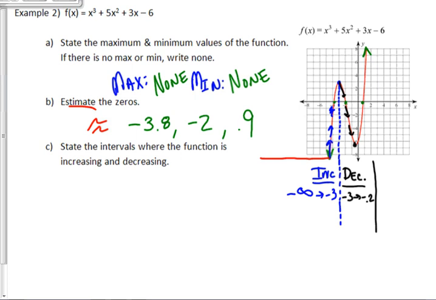From negative 0.2, which was right there, it's going to rebound back on the increase, and it goes on forever and ever in that direction. So from negative 0.2 to positive infinity, the graph is going to increase. This will conclude Lesson 24, Day 1.